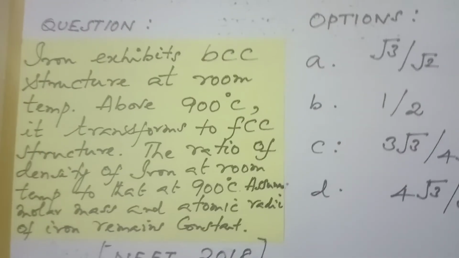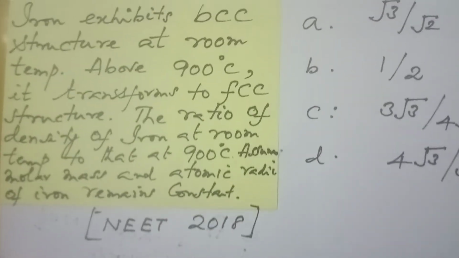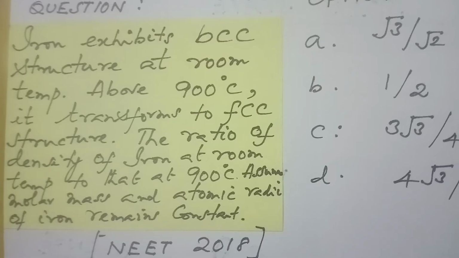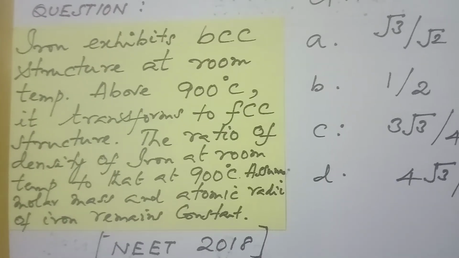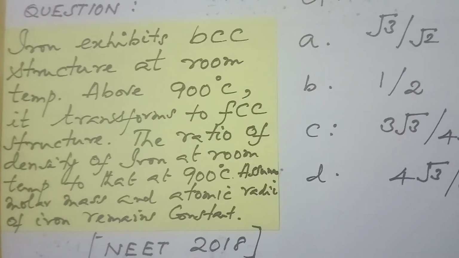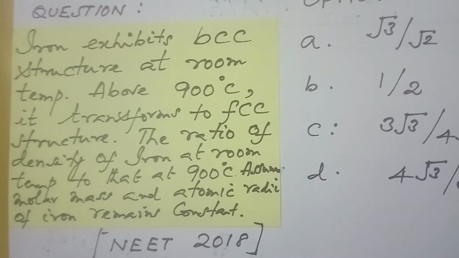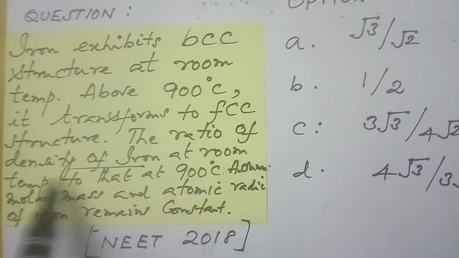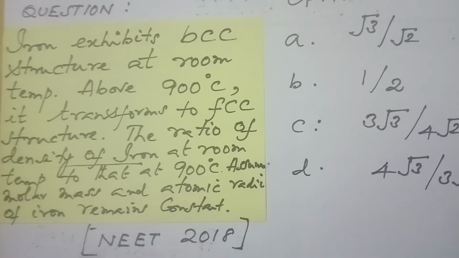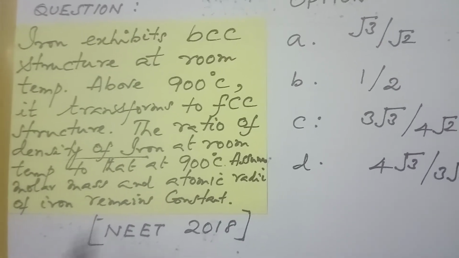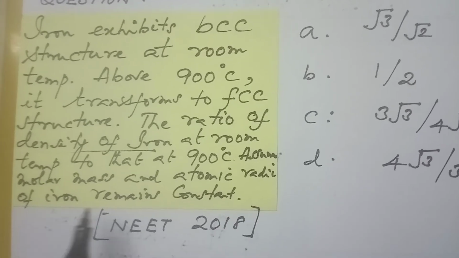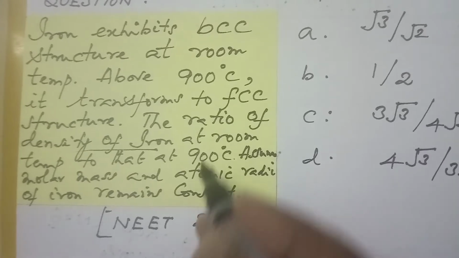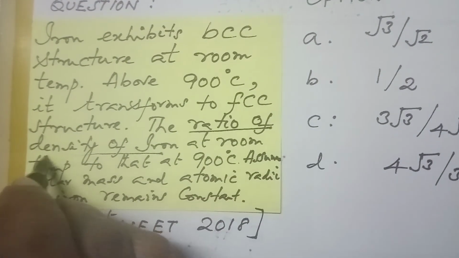Now let us see the question of 2018. A little bit tough. We will go and see. Iron exhibits BCC structure at room temperature. Above 900 degrees centigrade, it is transformed to the FCC structure. The ratio of density of the iron at room temperature to that at 900 degrees centigrade is asked, where the atomic molar mass and the atomic radii of the iron remain constant. So what they are asking is the ratio of the density.